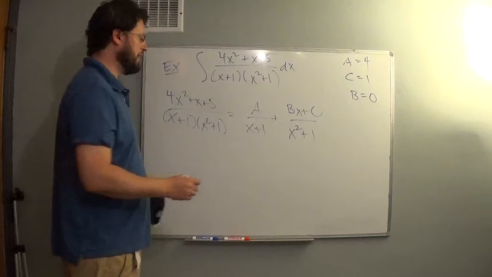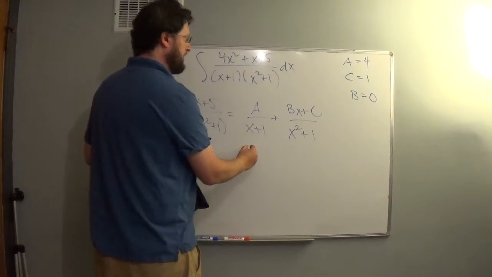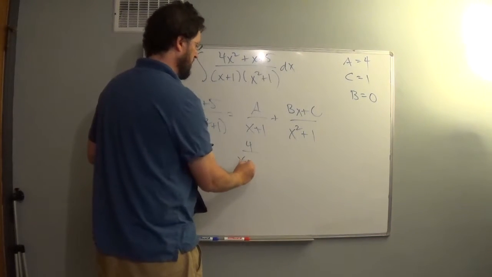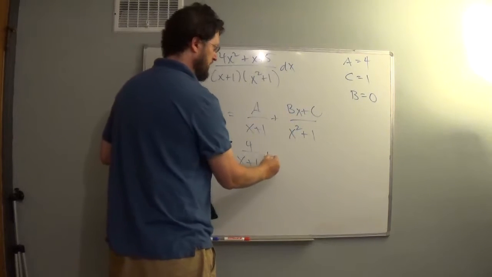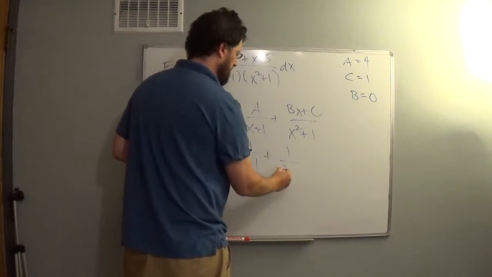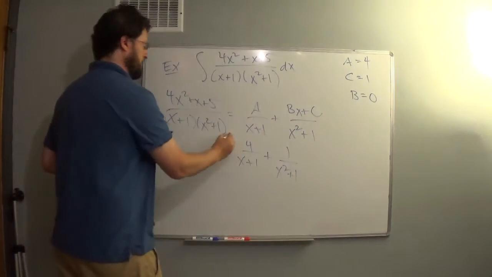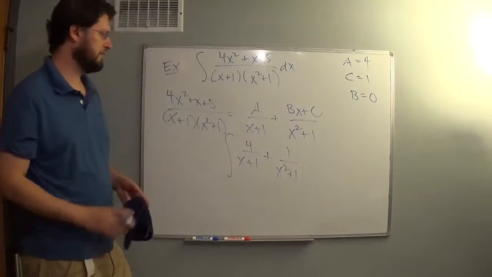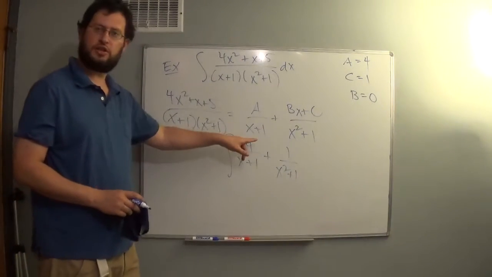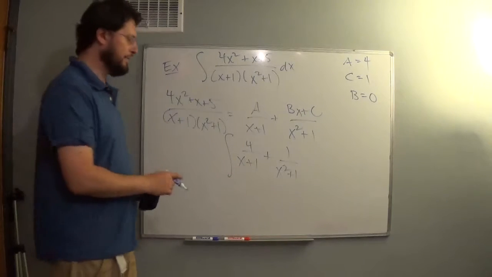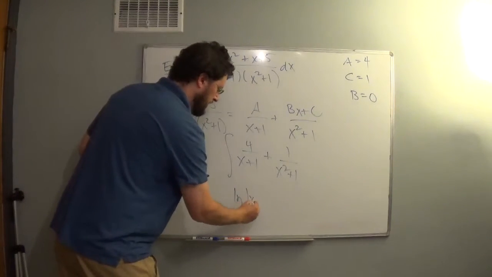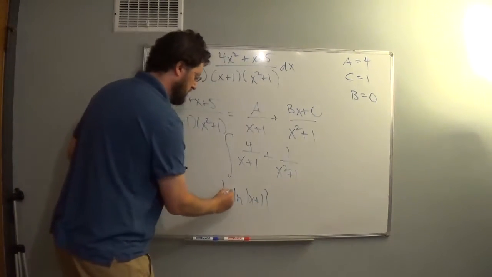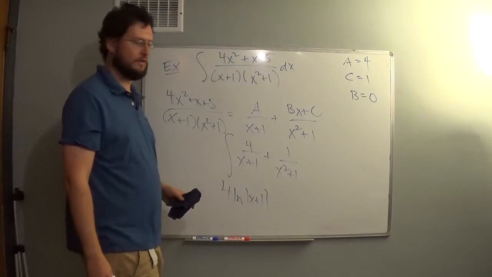And we just plug them in and find our antiderivatives. This will be 4 over x plus 1. B is 0, which does make our life nice. C is 1. That's x squared plus 1. And we're looking to find the antiderivatives. This one we've seen a bunch. Linear factor in the denominator makes ln. So that's ln of absolute value of x plus 1, all multiplied by the constant 4 out front.